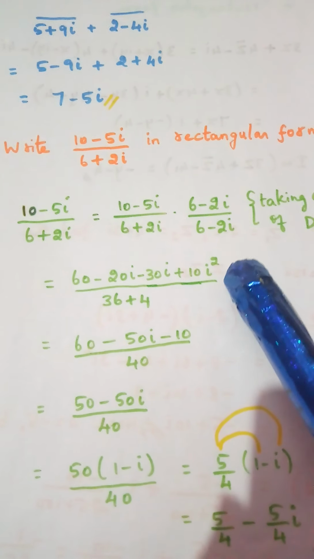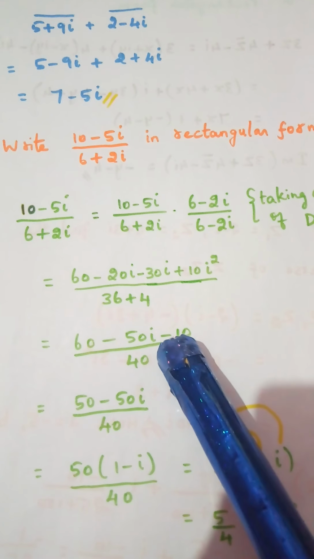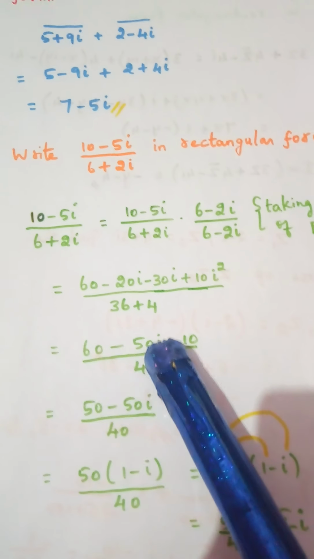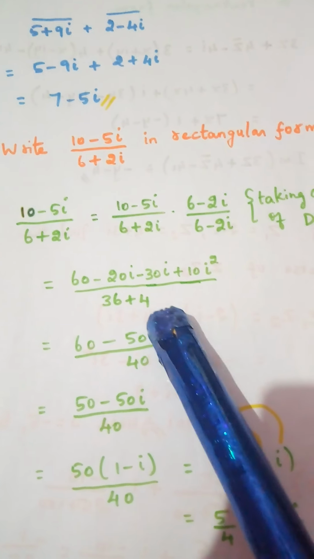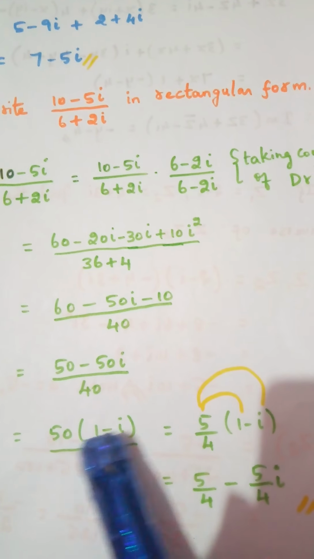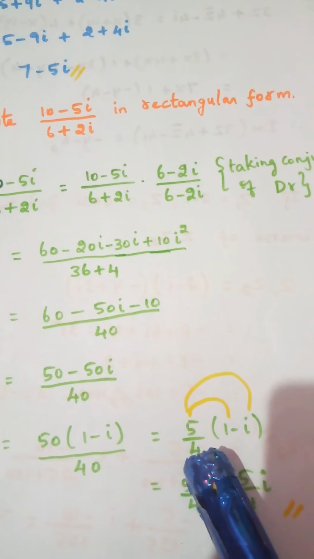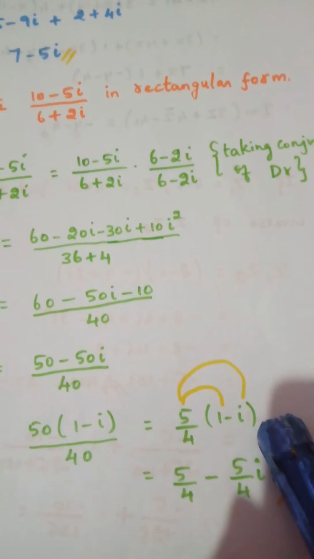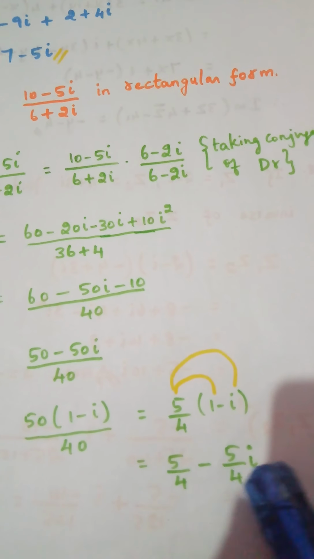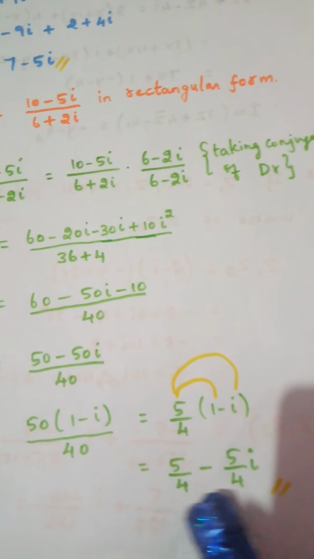Okay, we will move to the next step. You know what is meant by i square. I square value is minus 1. So plus 10 will become minus 10. 20 and 30 get added. Minus 50i comes here. 60 minus 10 is 50. Again minus 50i by 40. 50 is taken as common, so 1 minus i by 40. The 0s get cancelled. So this comes to 5 by 4 into 1 minus i. Now bringing this 5 by 4 inside, 5 by 4 minus 5 by 4i. The arrow mark shows that 5 by 4 is brought inside. So this is the final answer.